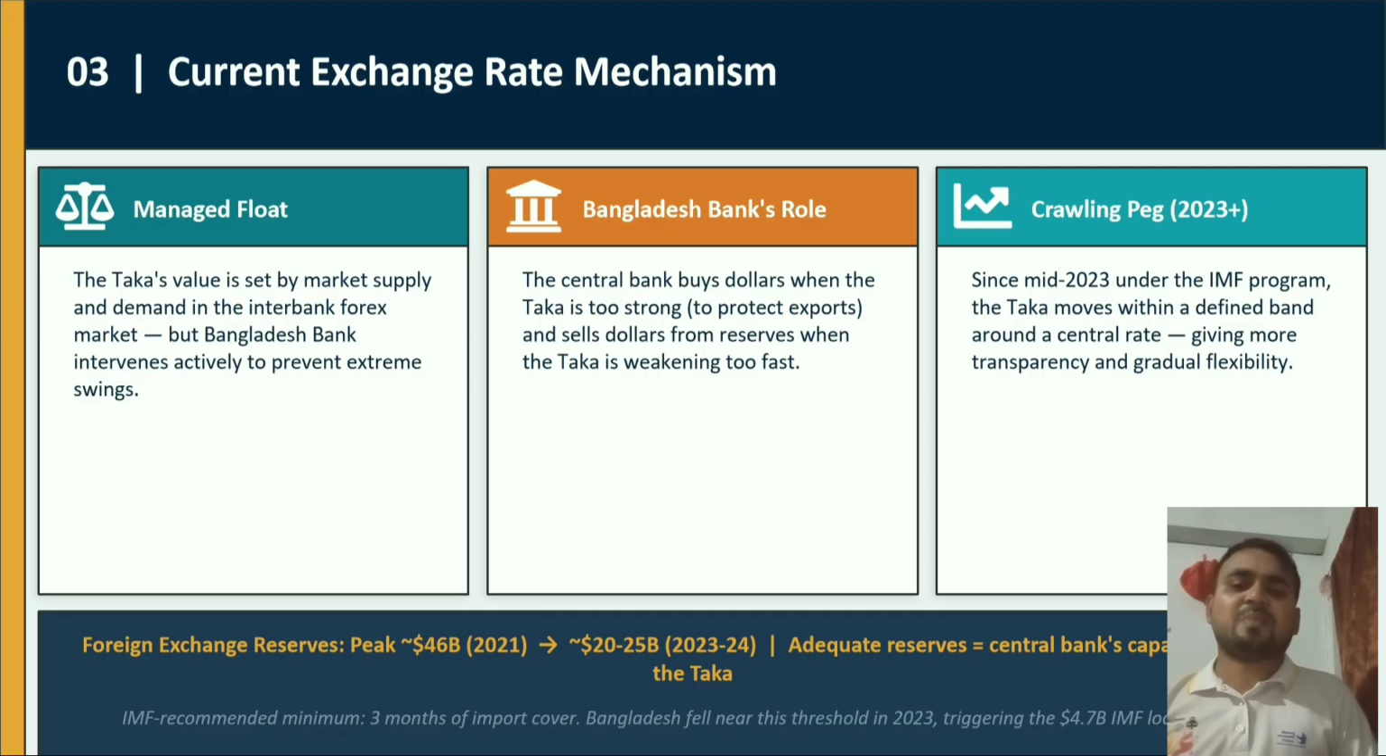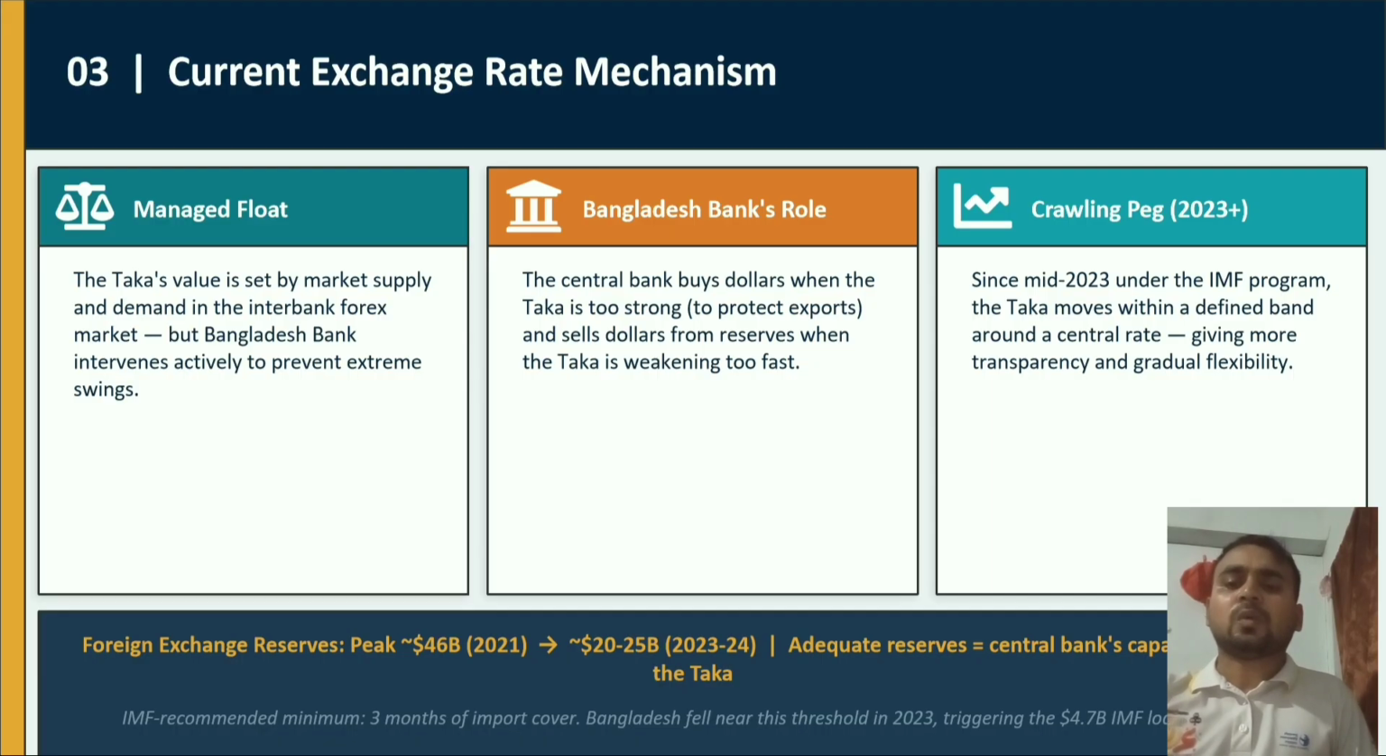Second, Bangladesh Bank's role. When the Taka is weakening too fast, the central bank sells US dollars from its reserves to increase supply and stabilize the currency. When the Taka is getting too strong, which could hurt exports, it buys dollars to bring the value down. Third, the crawling peg introduced in 2023. Under the IMF program, the Taka is now allowed to move gradually within a defined range. This provides more transparency and a more predictable adjustment path.